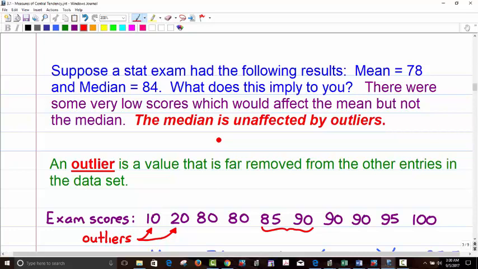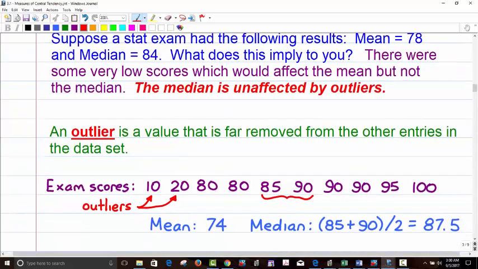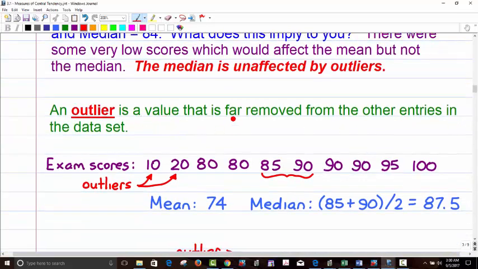So you see, there's certain types of situations where people would prefer the median as a measure versus the mean. People are kind of free to choose whichever they think is best for the given situation. If you're looking at data in the real world, and you didn't want outliers to affect your results, you would want to use the median. Okay, so this is just outlier. I said this in another video: far removed from the other entries in the data set.